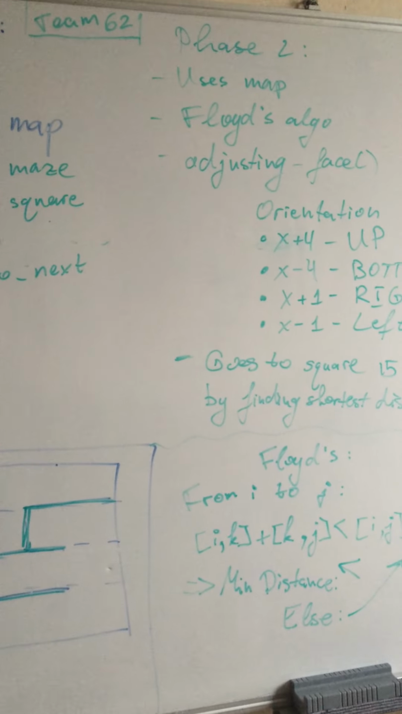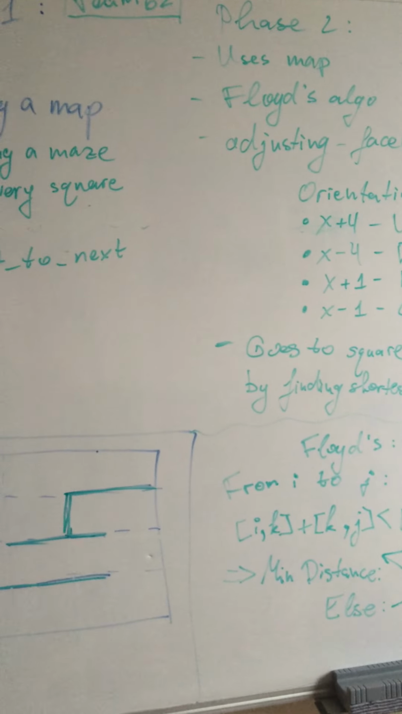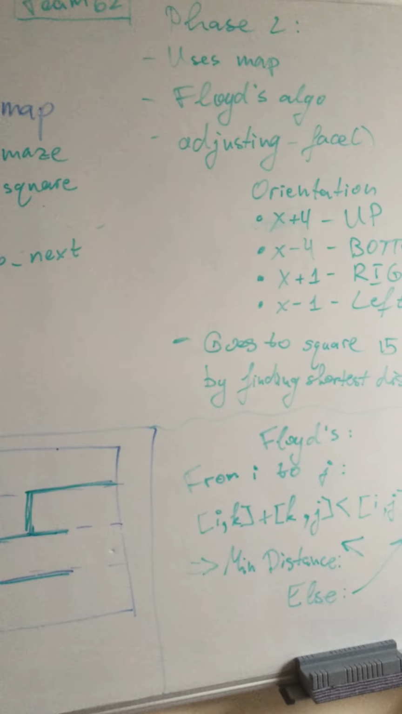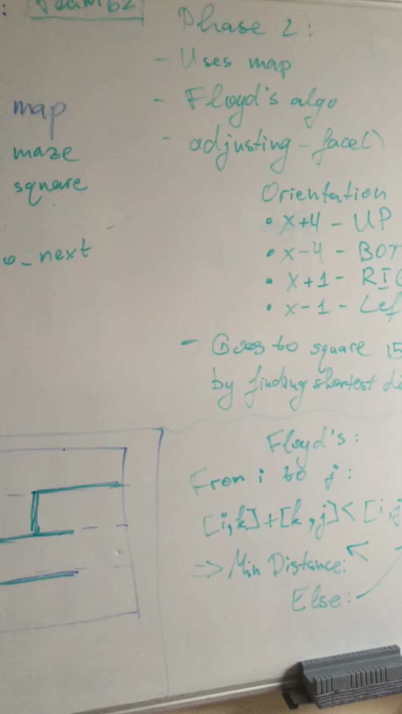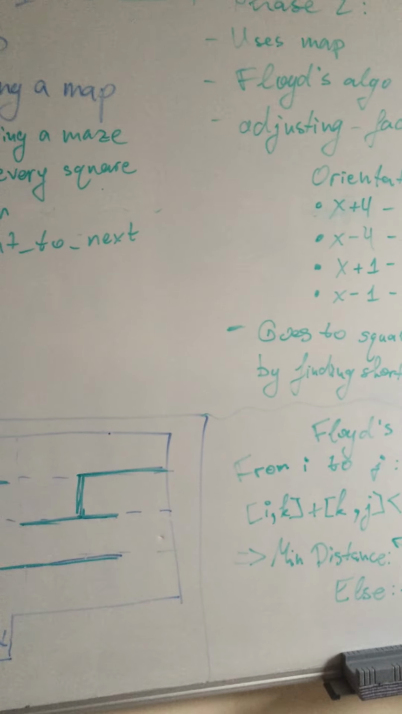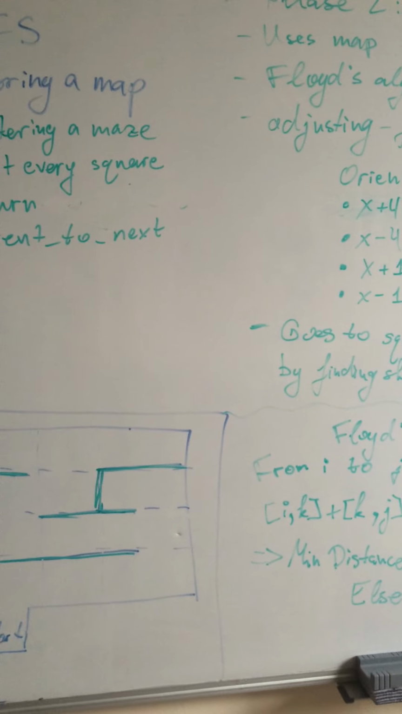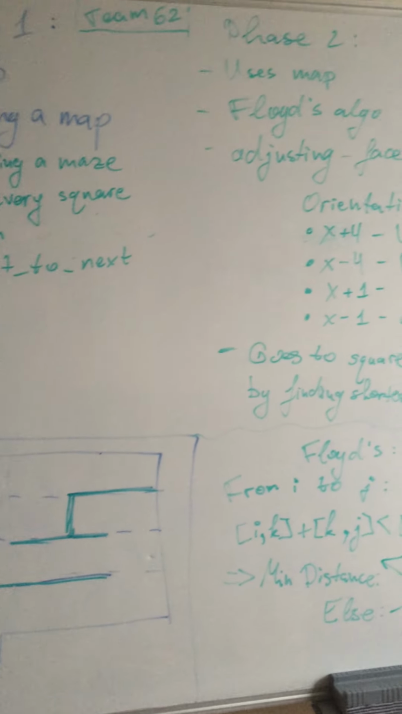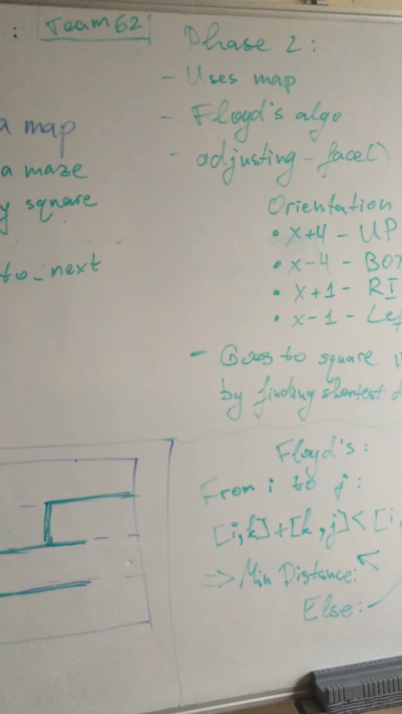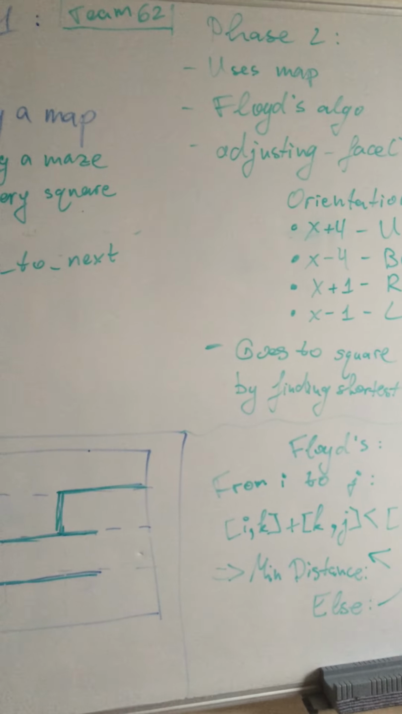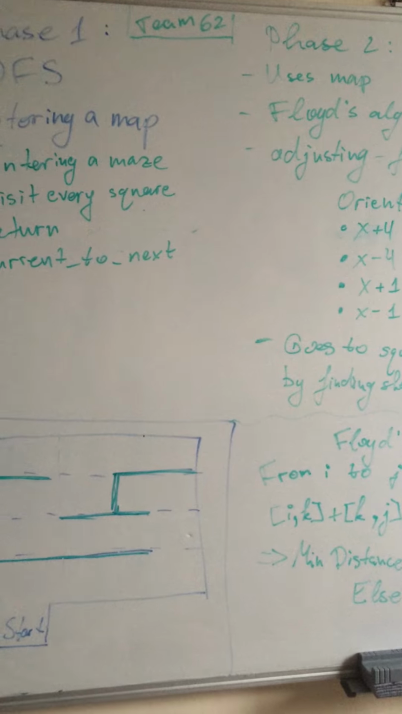So for the second part, it uses the map that has been created from the first one, and it uses Floyd's algorithm in order to complete it. So throughout it, a function called adjusting phase is also used. That makes the robot go up the vertical axis of the matrix.